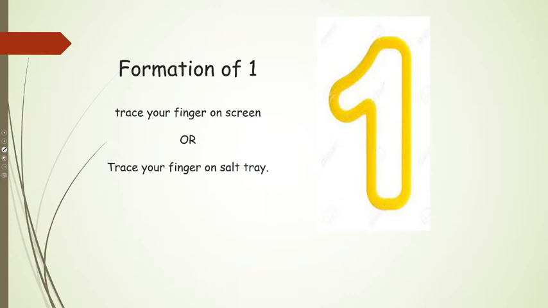So this is number 1, and what is the formation of number 1? Slant, go up, come down as straight as possible.